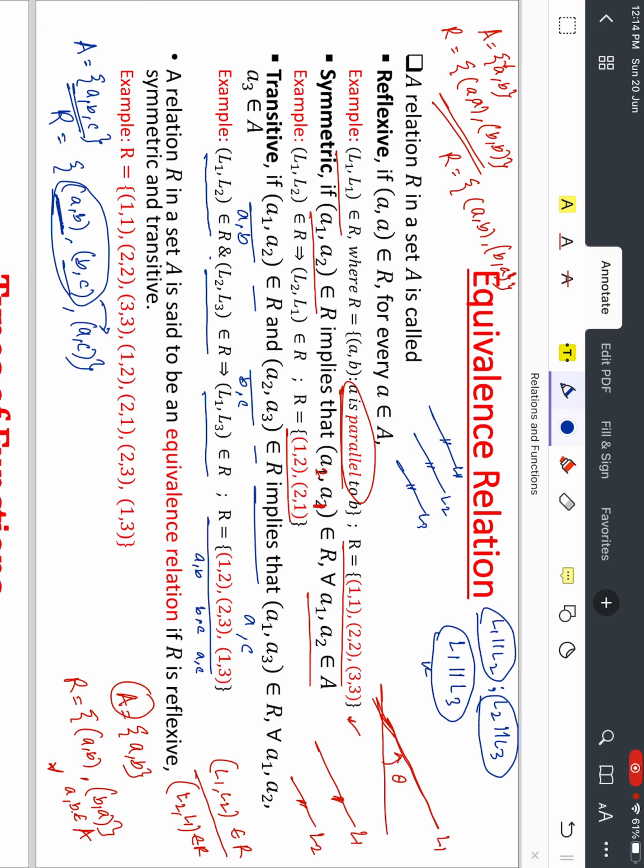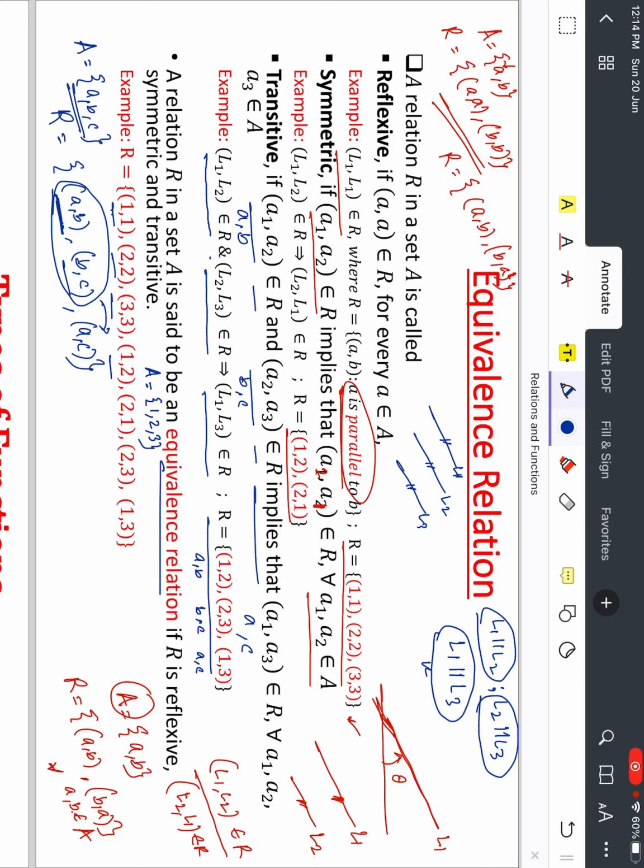Now here an example of an equivalence relation is given. A relation R in a set A is said to be an equivalence relation if R is reflexive, symmetric and transitive, which I already told you before. An example R is given, 1 1 is there, 2 2 is there, 3 3 is there. This 1 1, 2 2, 3 3 makes it reflexive. Now here I haven't mentioned the set A. The set A must be 1, 2, 3. These must be the elements of set A. So this makes the relation reflexive.